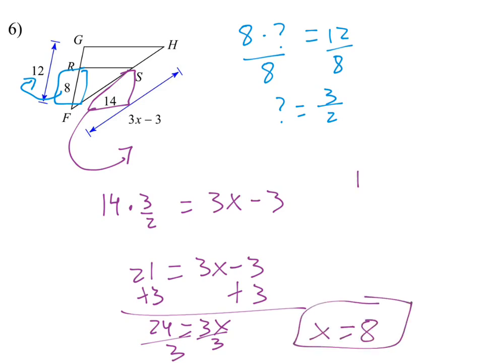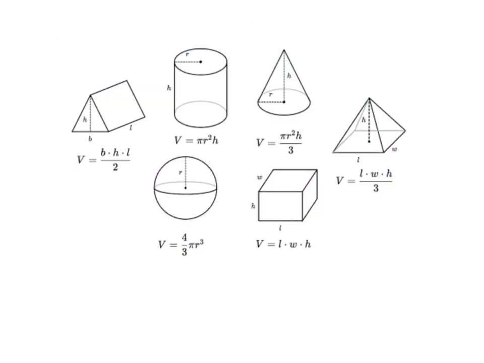So step 1, get your scale factor. Step 2, set up equation, and then solve the equation. I don't know, those are terrible steps. But yeah, that's basically it. Figure out what the small one gets multiplied by to get the big one, and then set up an equation that uses that. Let's jump over to volumes.